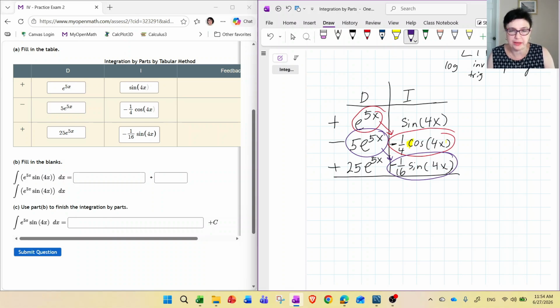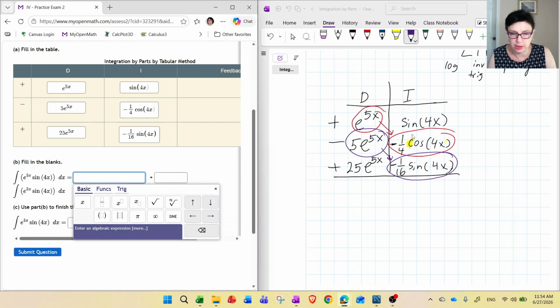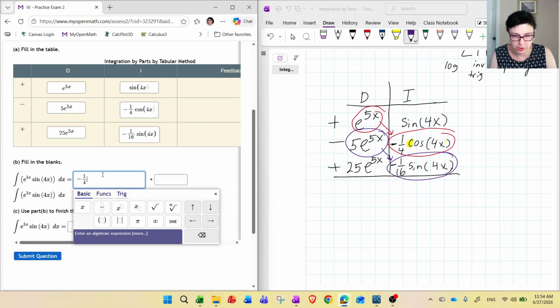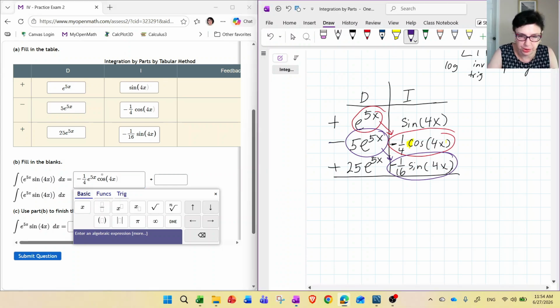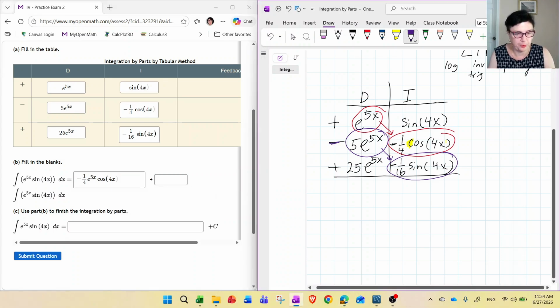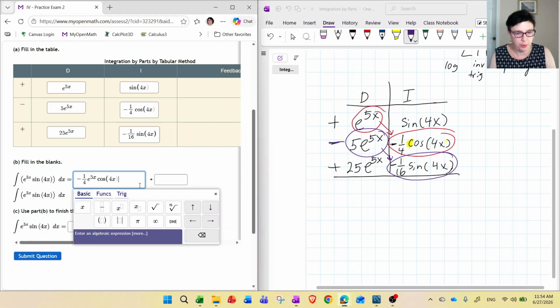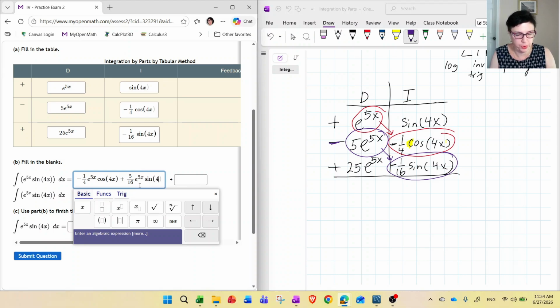Now, why are we stopping at 2? I'm going to explain that in a second. So let's just write this down. When we multiply this, I always put the number in the front, never in the middle, because it looks like subtraction, which you don't want. So you're going to have cosine 4x, and then minus minus, because this sign matters. This sign will make it a plus, actually. Plus 5 over 16, and then e to the 5x sine 4x.